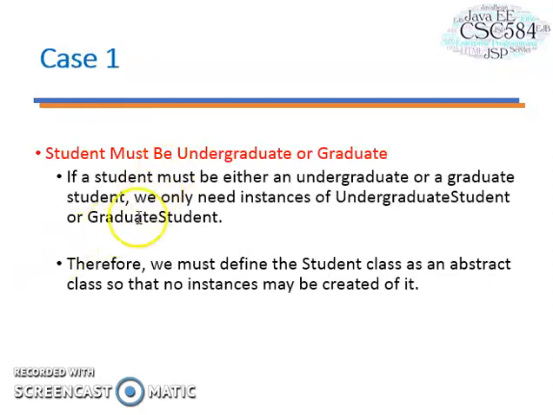For case number 1, a student must be an undergraduate or graduate student. If a student must be either an undergraduate or a graduate student, we only need instances of UndergraduateStudent or GraduateStudent. Therefore, we must define the Student class as an abstract class so that no instances may be created of it. So there will be no object of Student, but there will be only objects of UndergraduateStudent and GraduateStudent.